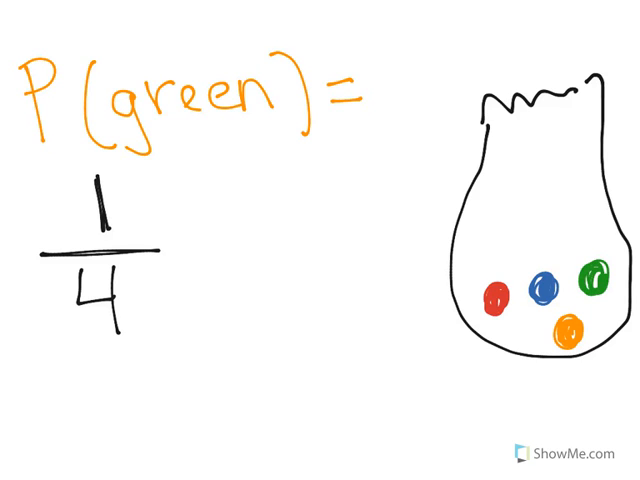Now you could look at this problem the same way. The probability of picking a blue would be 1/4, the probability of picking red would be 1/4, and the probability of picking orange would be 1/4. So you have your favorable outcome on top, that means the thing that you hope will happen, over the number of possible outcomes on the bottom.